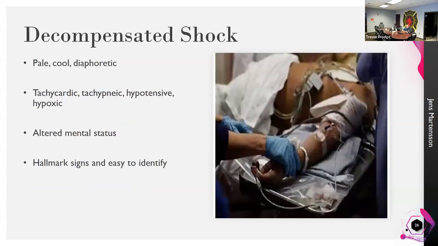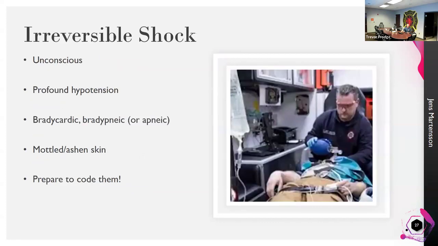And decompensated shock, these patients are super easy to figure out. These are your hallmark shock signs: pale, cool, diaphoretic, tachycardic, tachypnic, hypotensive, hypoxic. So 2 T's, 2 H's. They have an altered mental status, so they're anxious, they're confused. They have hallmark signs, very easy to identify. These are the patients you walk into a room, you're like, oh, yeah, that patient's really sick. We need to go. We can see this from across the room in about 3 seconds time.